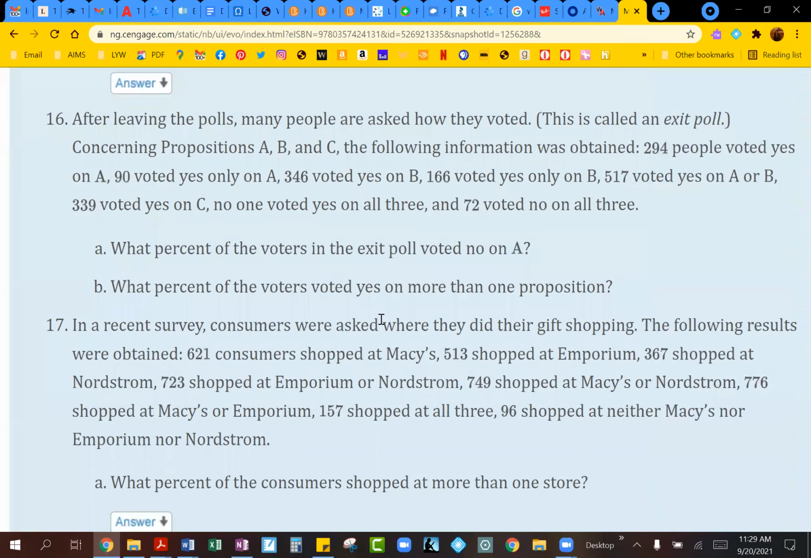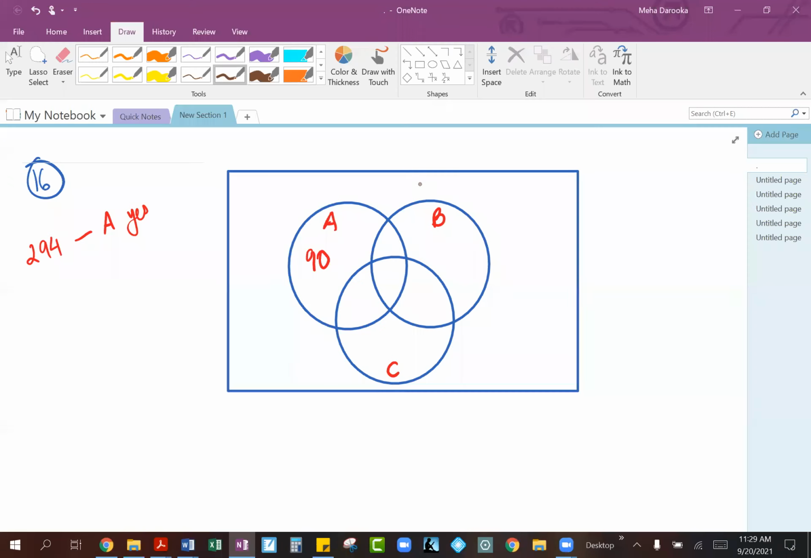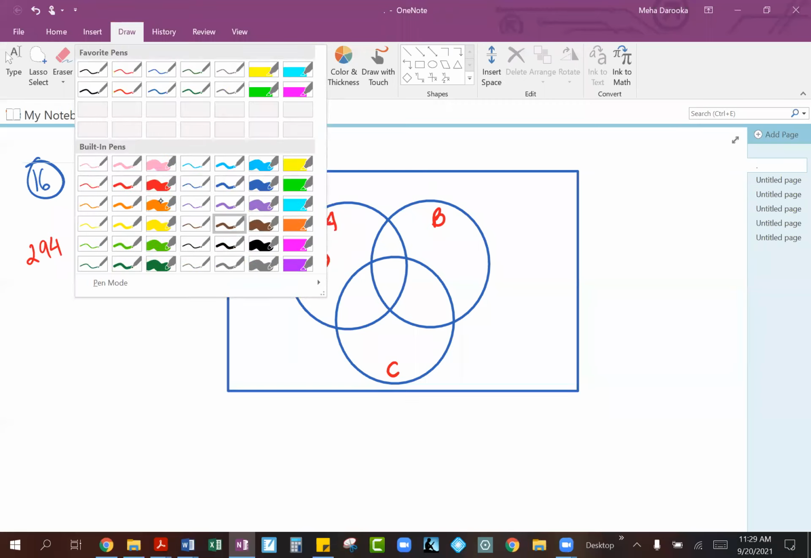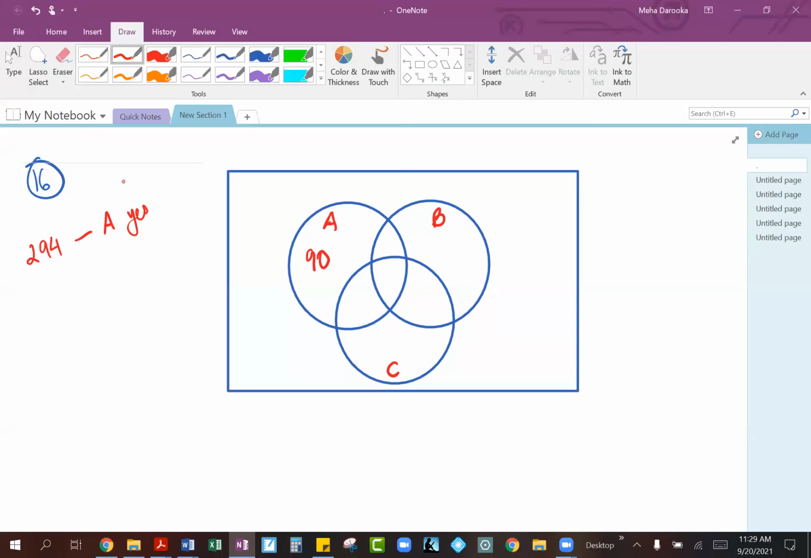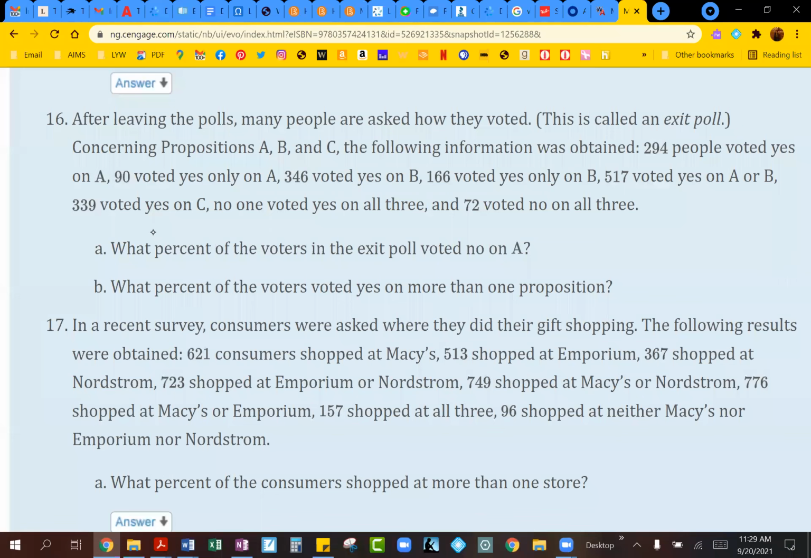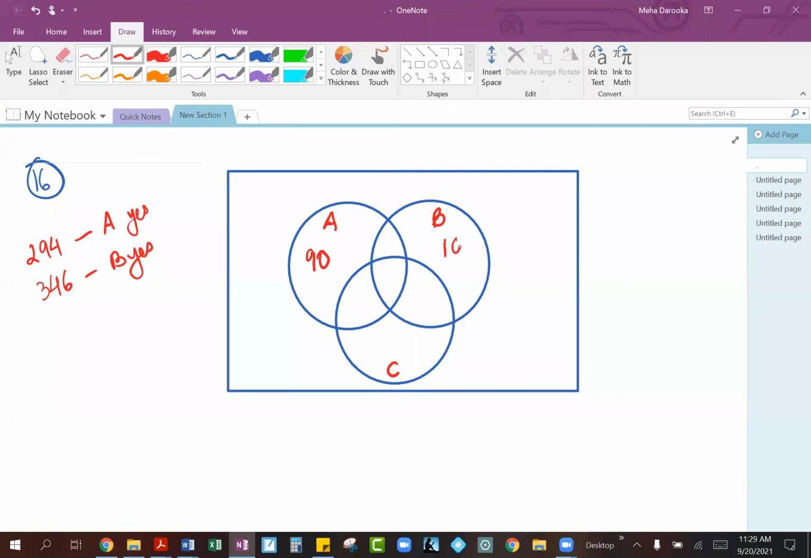So this is kind of how you have to break down the information that you are seeing given to us in the problem. Then they are telling us 346 voted yes on B. So again, that 346 is going to be the entire B circle. So we're again not ready to put that number in. They are telling us after that 166 voted yes only on B. So the 166 is going to go again in this outside part of circle B because these are the people who only voted yes on B.